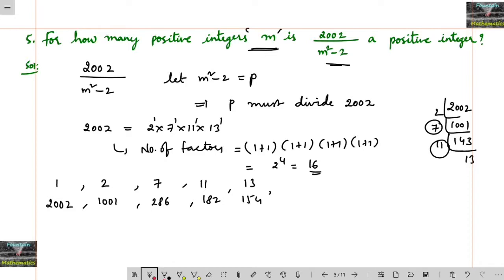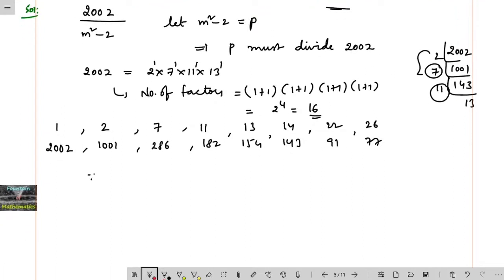And the next case, 7 twos are 14, 14 into 11 13s, we can get 143. This is another case. And 22, 11 into 2 is 22, times 91 remaining, and 26 times 77. Okay, total how many are there? 1 2 3 4 5 6 7 8 ... 16 are there, right? 16 factors are there. Among these 16 factors, which ones will satisfy? Let's calculate. Let's check.